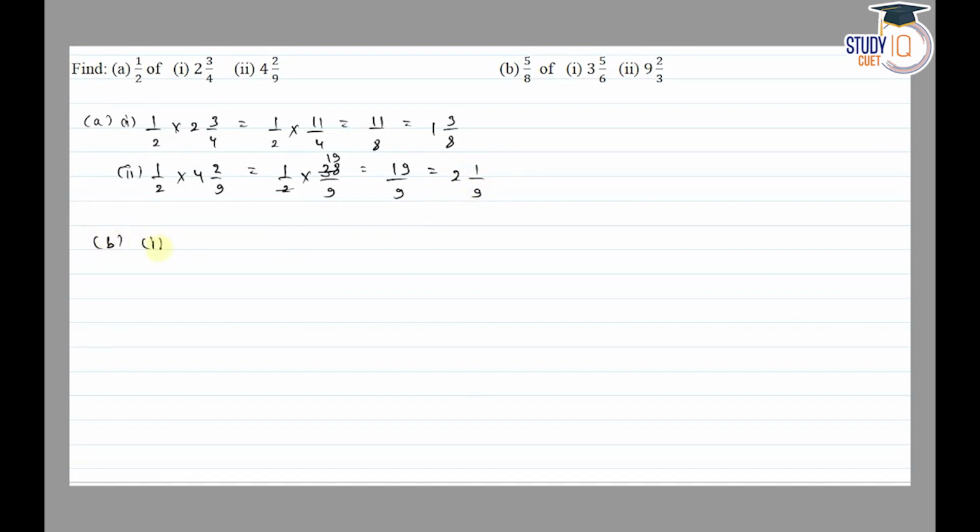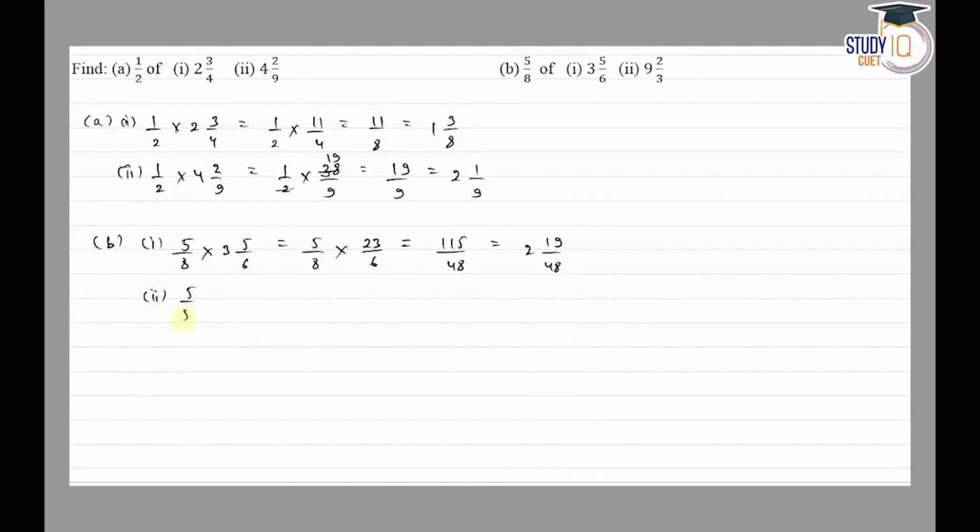Part B, first is 5 by 8 of 3 and 5 by 6. So 5 by 8 of (6 times 3 is 18, plus 5) is equal to 23 upon 6. So 115 upon 48 is equal to 2 and 19 by 48.